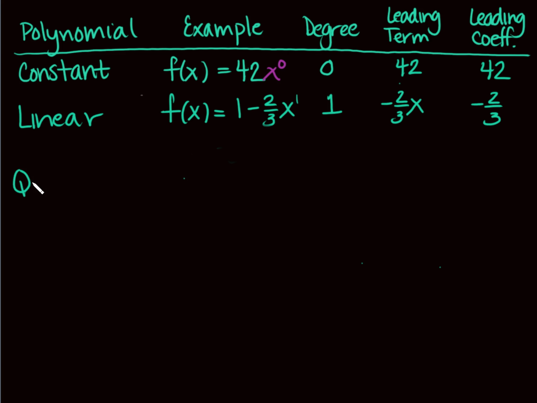A degree 2 polynomial, we know what those are. We've already been working with them. Those are what we call quadratics, right? So something like f of x equals 1/10 x squared minus x plus 4.